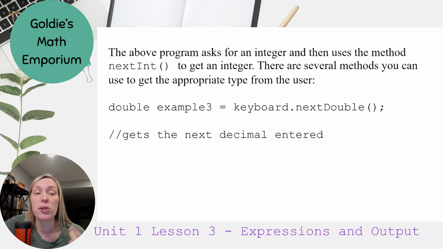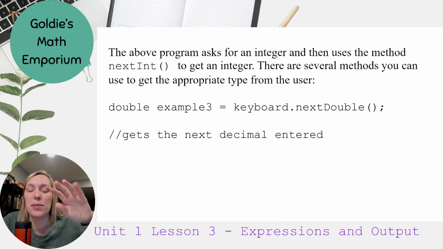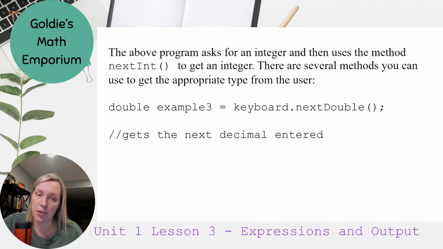The other one that you'll probably use would be next double. So this is if you're looking for an integer or a decimal from the user. They would enter a decimal and it would get stored in example 3.